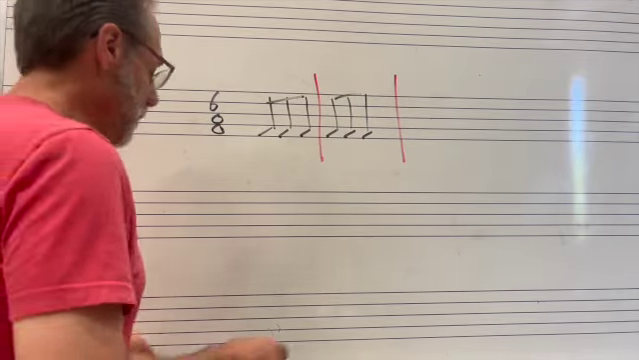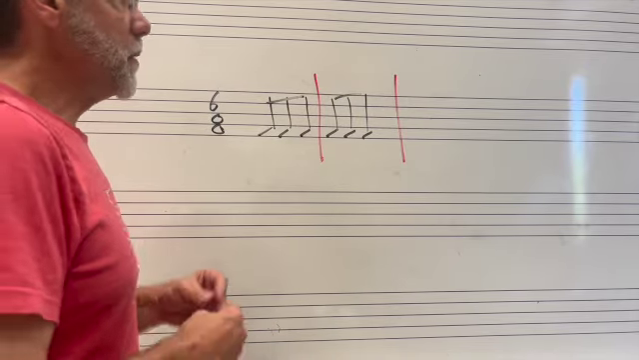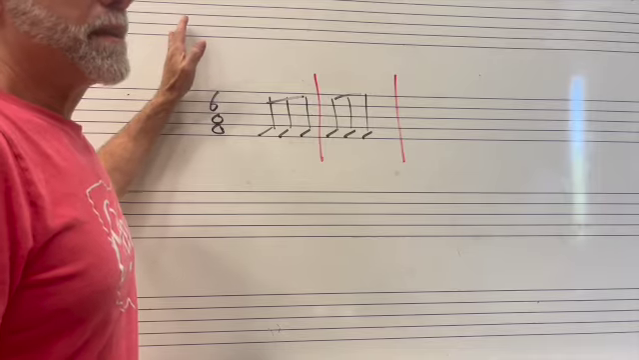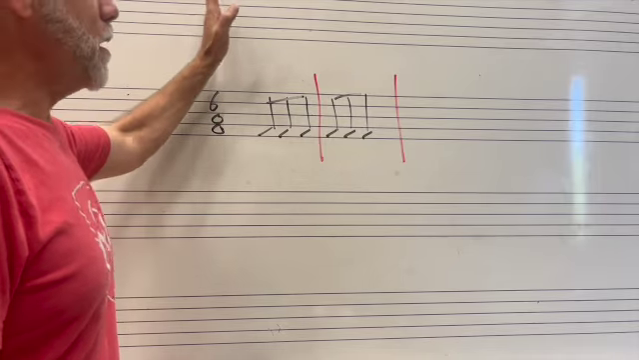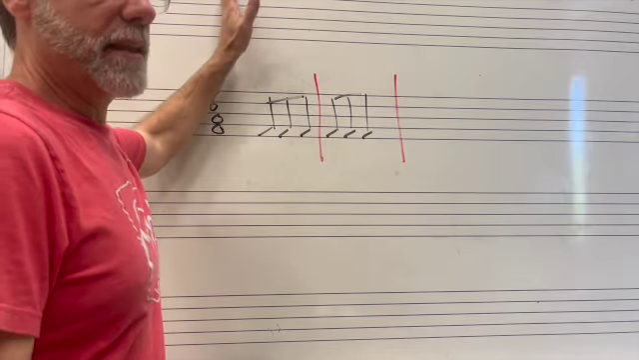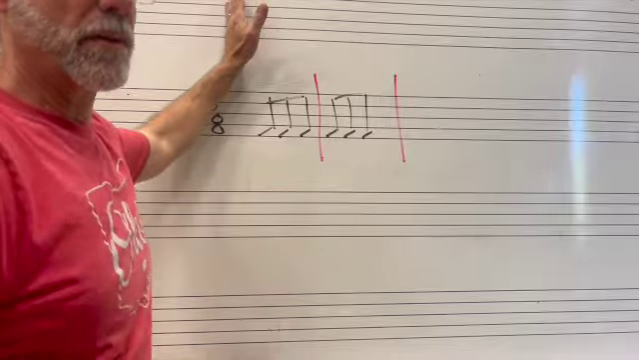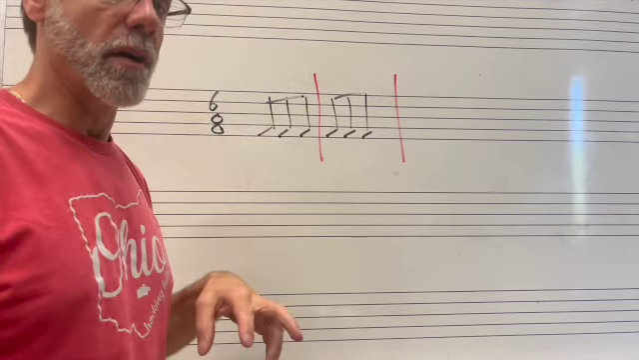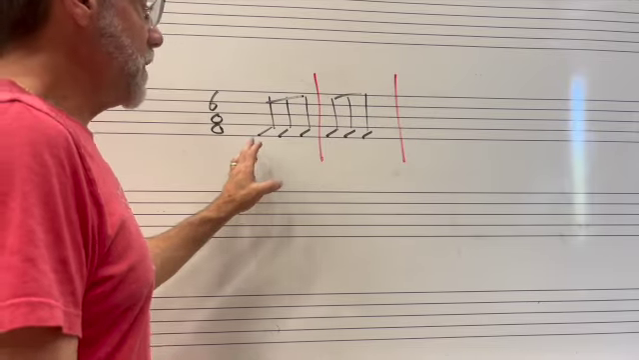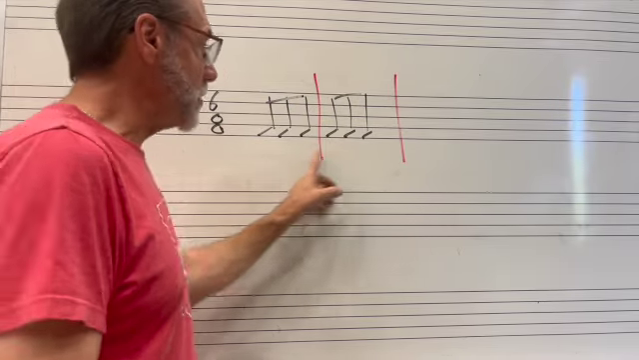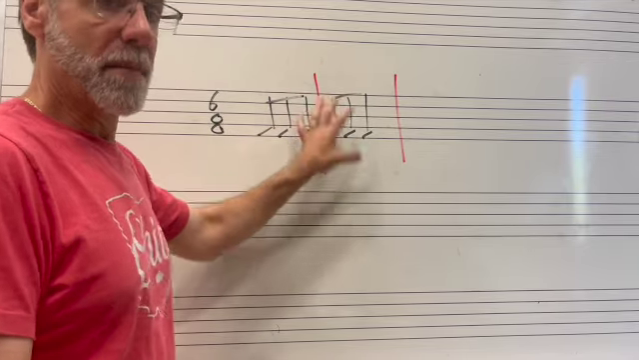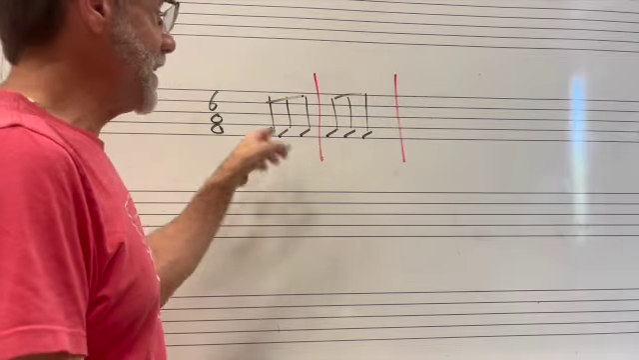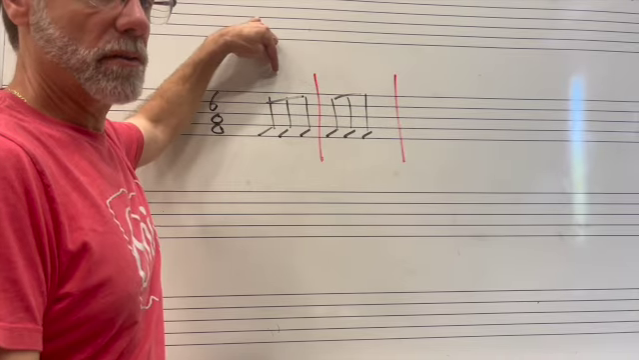Now here's something that's a little bit confusing about compound time. In simple time, you're in 4/4. There are 4 pulses in each measure, right? 1, 2, 3, 4, 4 quarter notes. In 6/8 time, there are 6 eighth notes in a measure here, but the pulse actually is the dotted note.